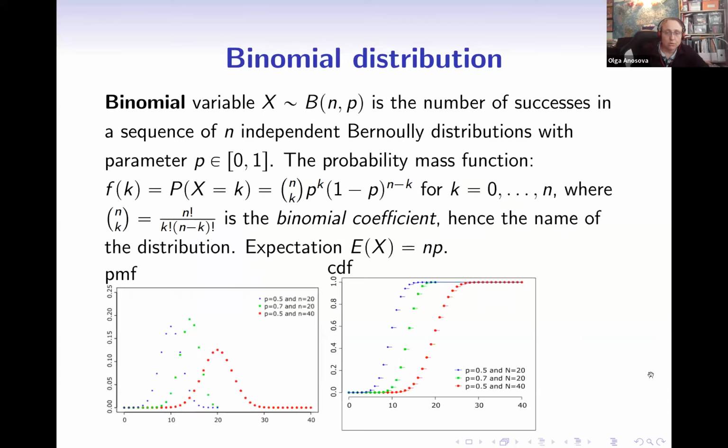The next distribution is the so-called binomial distribution. So binomial distribution is just the number of successes in independent Bernoulli distributions. And again, the parameter is just the probability of success. Then the probability mass function can be defined by a binomial formula, n choose k. That's why the name binomial. So the probability mass function, which is analogous to density or just the probability, is defined by this formula.